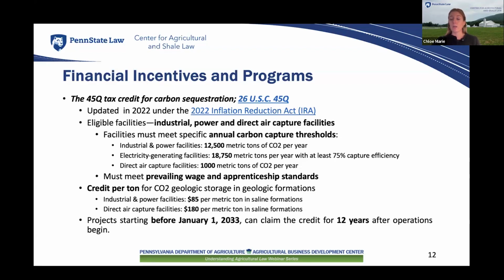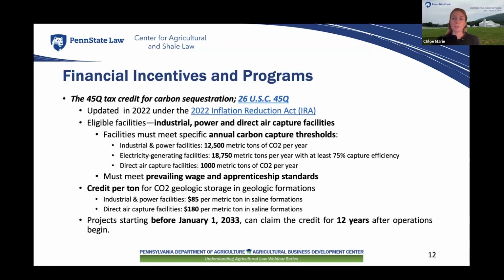In 2022, the Inflation Reduction Act made significant changes to Section 45Q by increasing tax credit rates and extending deadlines. However, to unlock the full value of these credits, projects need to meet certain labor standards, such as paying workers a prevailing wage and following registered apprenticeship requirements.